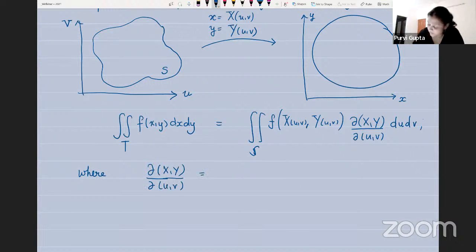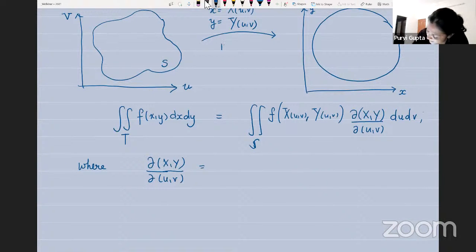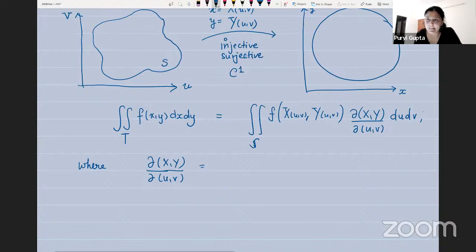That's why I want this transformation. So my transformation is injective. It is actually surjective onto T, and it is C1 smooth. Okay, and you should have already discussed differentiability of vector valued functions of multivariables. So really C1 in that sense I need. And what is this? You make this Jacobian matrix, which is a matrix of partial derivatives.